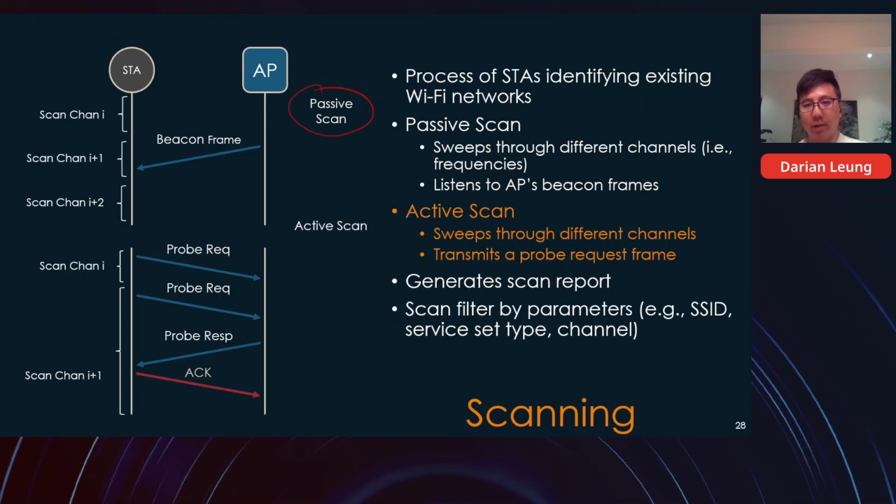Active scanning involves a station sending a probe request frame. If an AP receives a probe request frame, it will respond with a probe response frame. Similarly, active scans will also sweep across multiple channels. The result of scanning is the generation of a scan report. This is basically a list of all discovered BSSs and their capabilities.